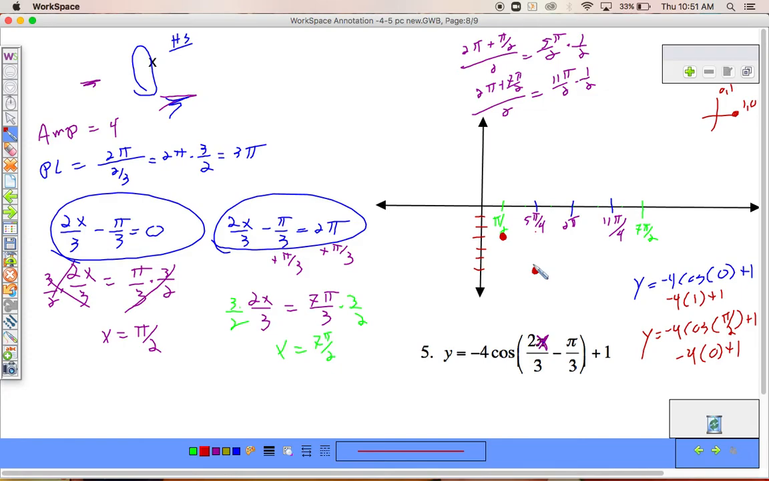All right, the next one, I'll do it here. Y equals negative 4 cosine of, all right, when I plug 2 pi into here and I do all my math, my answer is going to be pi. I know the cosine of pi, pi is over on the left side. Negative 1, 0, I take my x value. That's 4 plus 1.